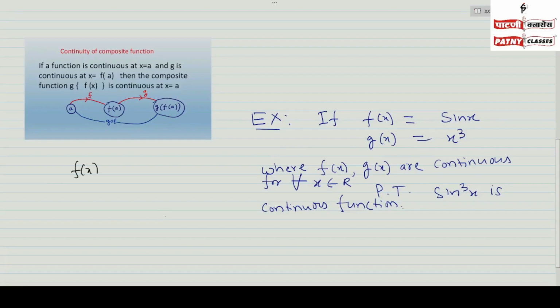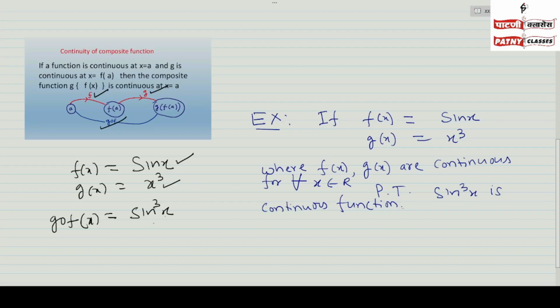Since f of x equals sin x and g of x equals x cube, if f is continuous and g is continuous, then the composite function g o f is also continuous. g o f of x equals sin cube x. Sin x is already continuous, x cube is already continuous. Therefore, sin cube x is also a continuous function. Hence proved.